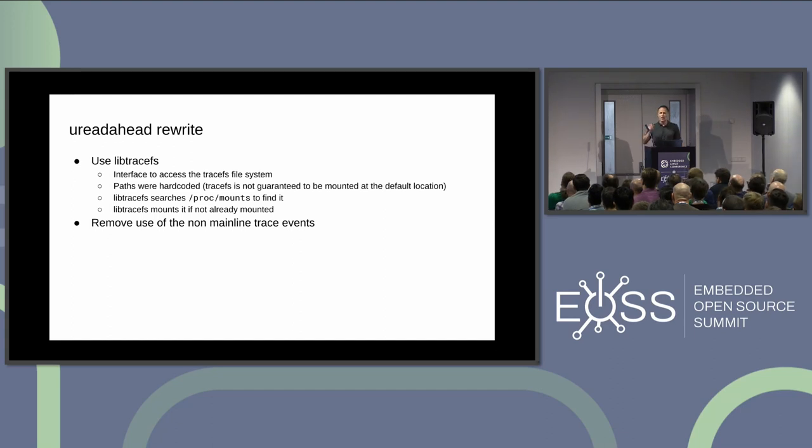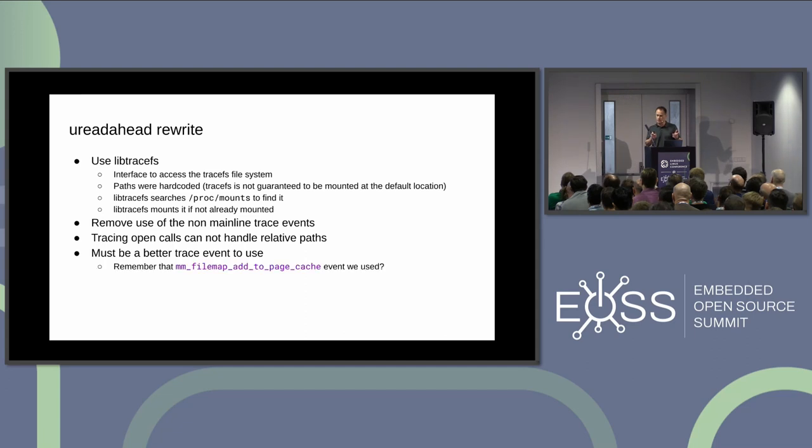So what about these two trace events that it uses? Got to get rid of them, because our goal is to make Ureadahead upstream, and we can't have it upstream if there are trace events that are not in the upstream mainline kernel. Get rid of them. Like I said, it uses the open system call, but doesn't even handle relative paths. There's got to be a better trace event. Anyone know? We were just using it.